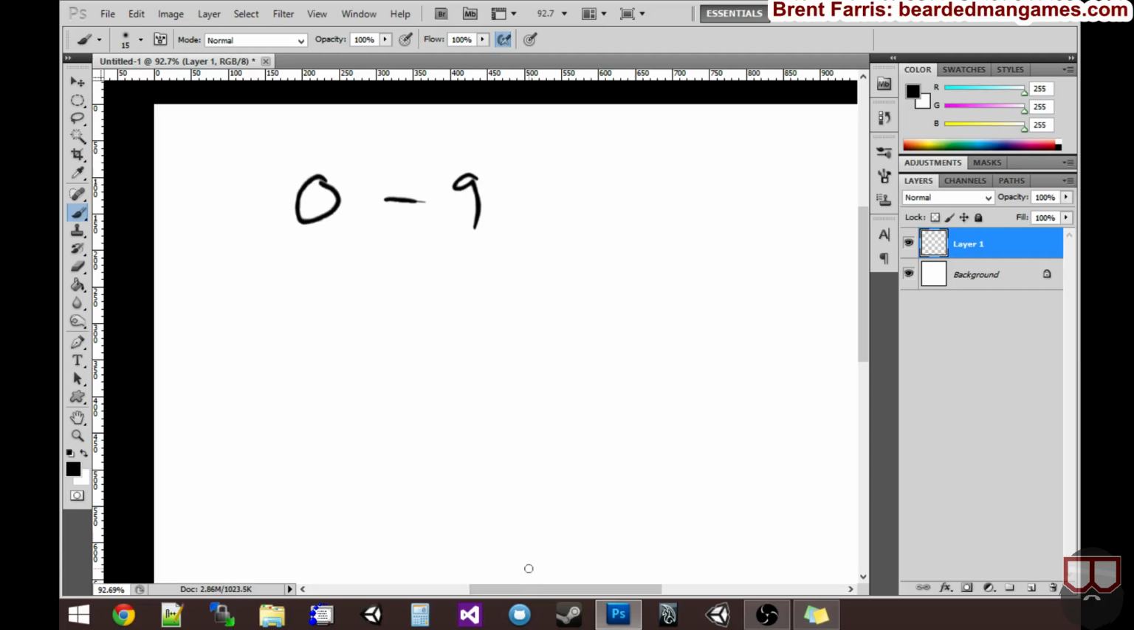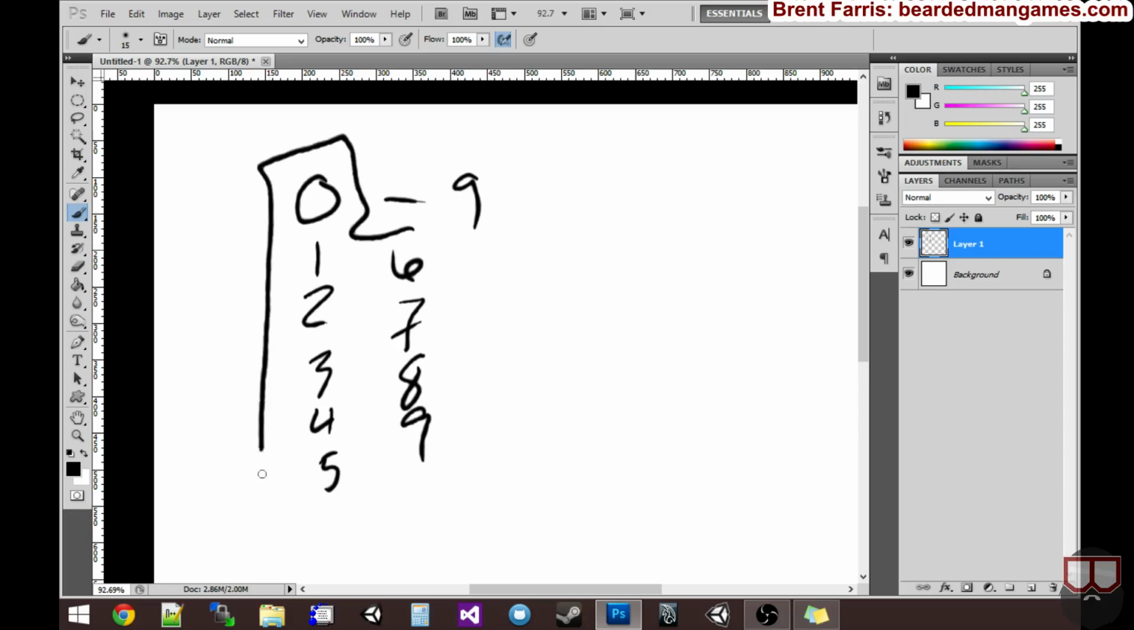You may say, well, what about 10? But no, 10 is recycled numbers. We have 10 unique numbers in our number system: 0, 1, 2, 3, 4, 5, 6, 7, 8, and 9. These are our unique numbers that we choose to recycle over and over again in order to make up an infinite number of numbers.